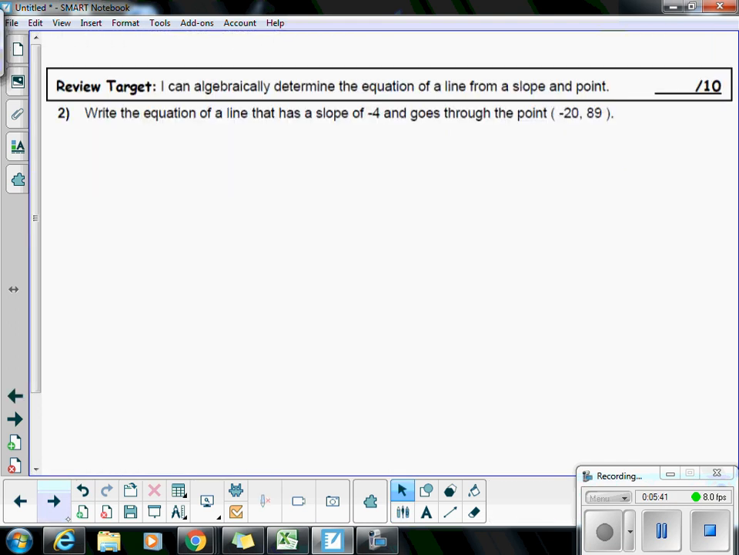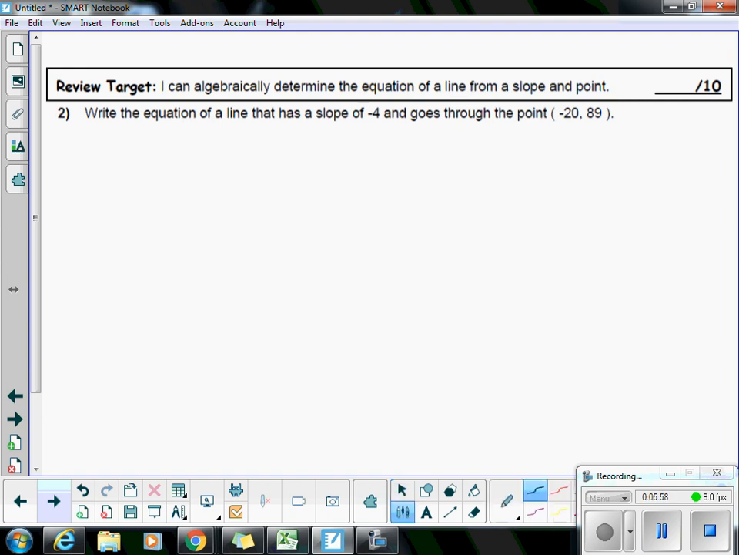All right, on to problem 2. So we can algebraically determine the equation of a line from a slope and a point. For number 2, it says, write the equation of a line that has a slope of -4 and goes through the point (-20, 89).